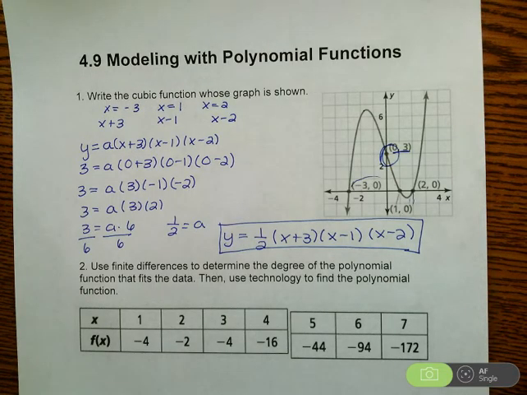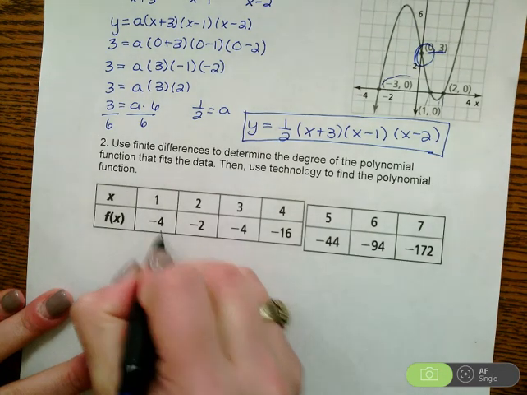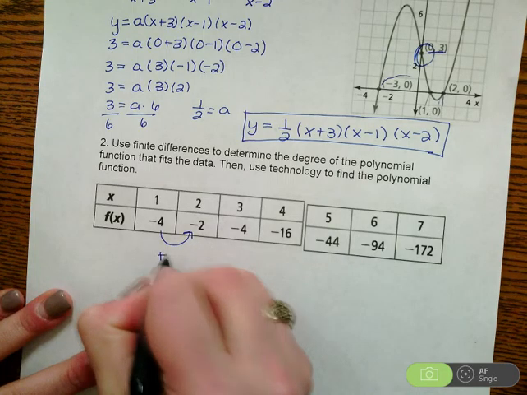All right, number 2 says use finite differences to determine the degree of a polynomial function that fits the data. Then use technology to find the polynomial. What we've got here is basically a table of values. When it says use finite differences, that means we are going to find the difference between those f of x values, and how many times it takes us to find a common difference is going to classify which polynomial it is. So to get from -4 to -2, we need to add 2.